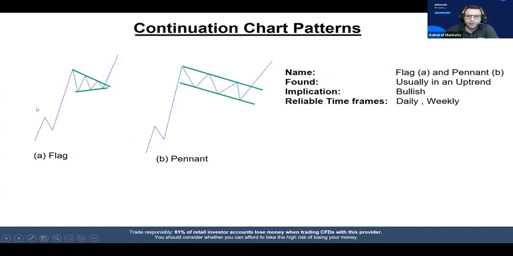Then, very, very often we see these continuation patterns, which are the flag and the pennant. Both of them are found more often in the uptrends. And we can identify them by the strong impulse move they create. This long impulse move, and then the market starts consolidating for a while, and then it breaks away from this consolidation.